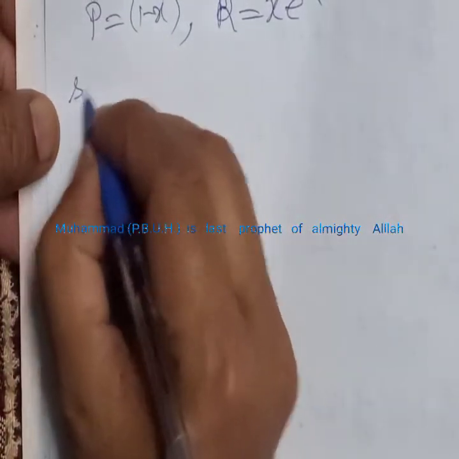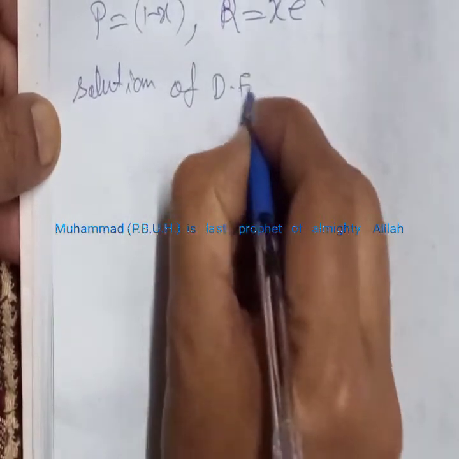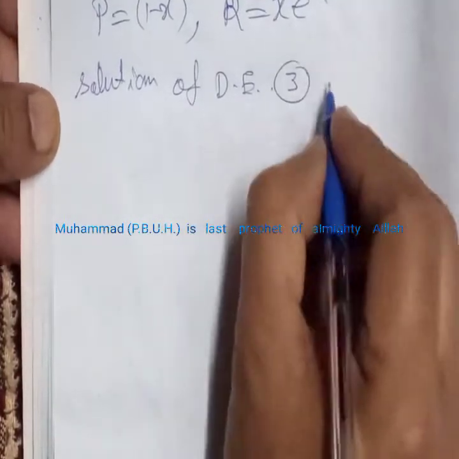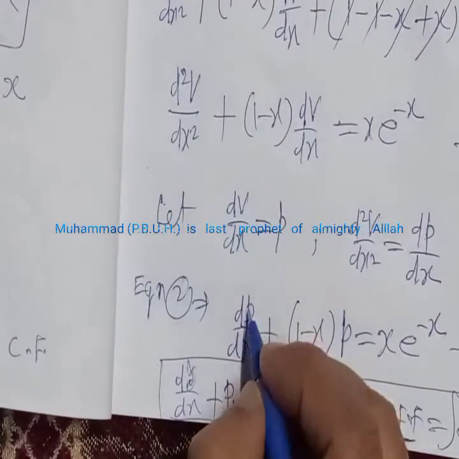So the solution of the differential equation which is represented by equation 3 is, here the dependent variable is not y, here the dependent variable is denoted by small p.